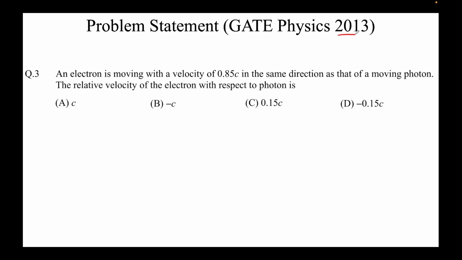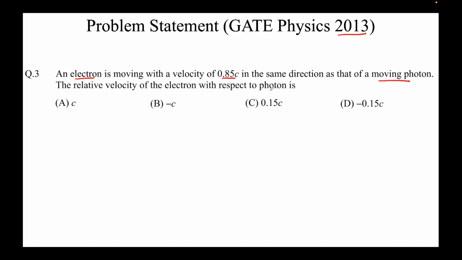The problem statement from GATE Physics 2013 reads as follows. An electron is moving with a velocity 0.85 c in the same direction as that of a moving photon. The relative velocity of the electron with respect to the photon is. This is a numerical answer type question with only one correct answer, and we need to find the correct one.